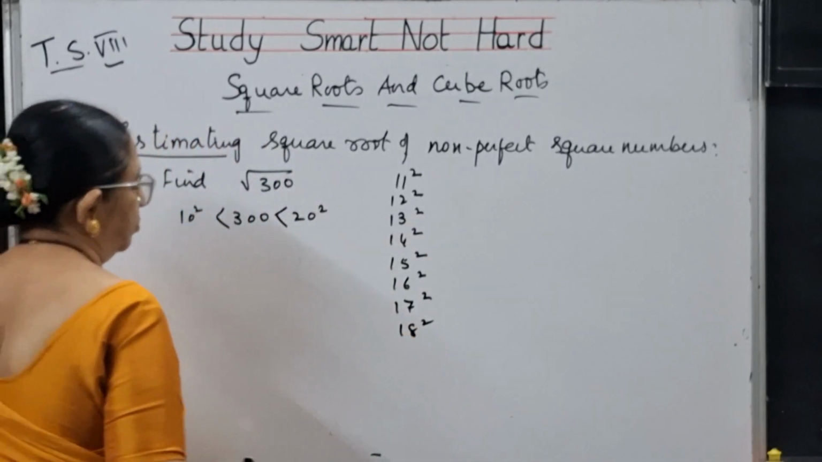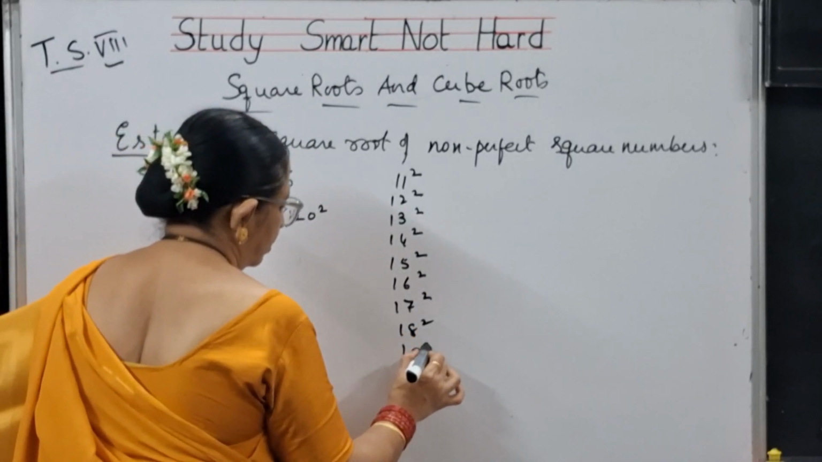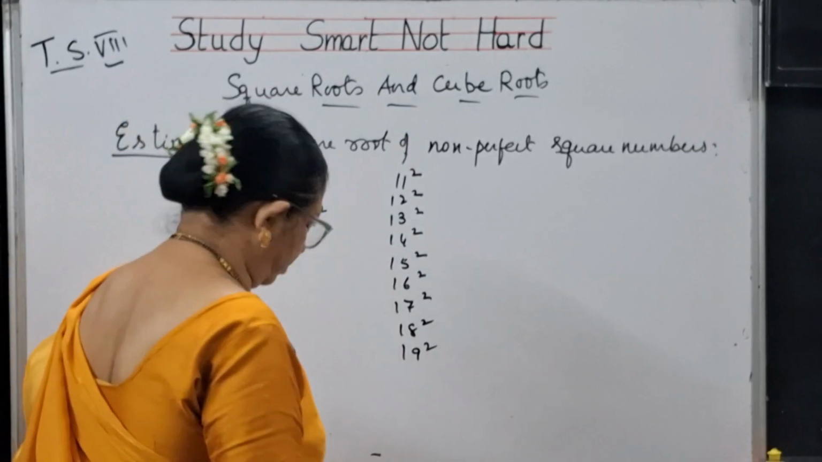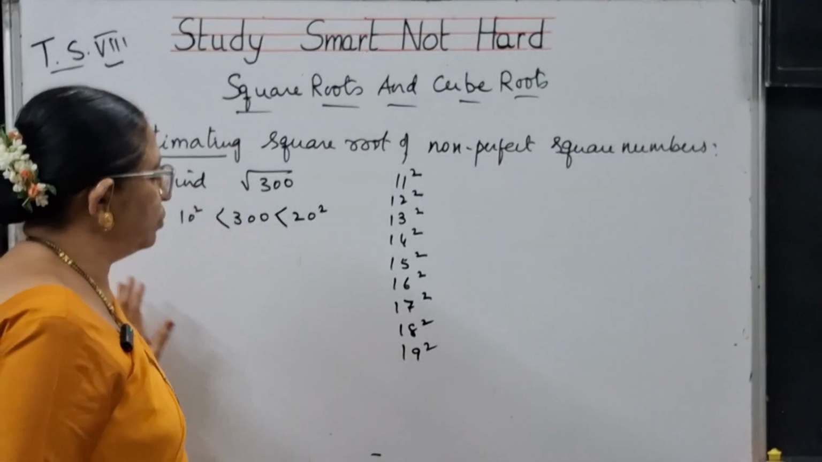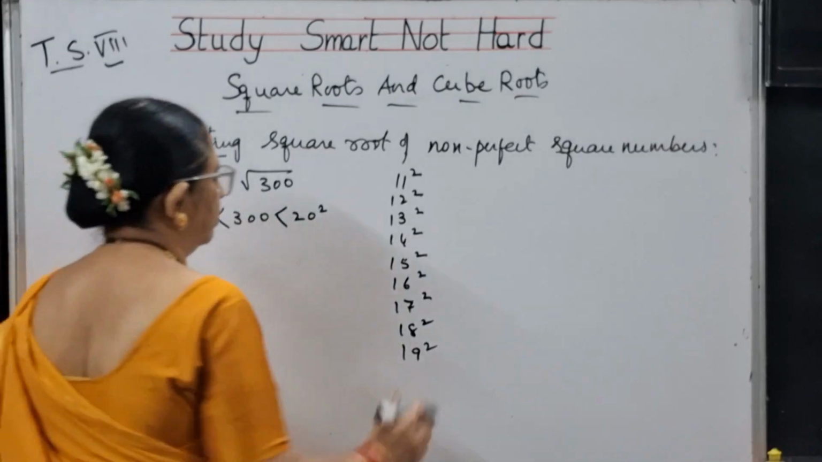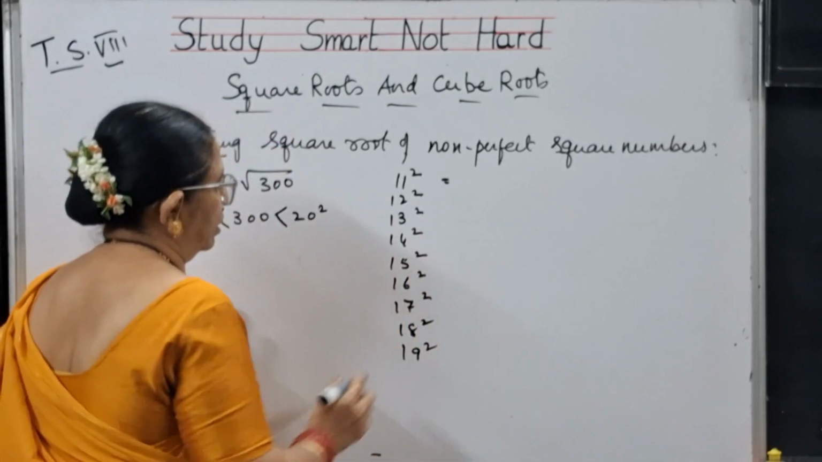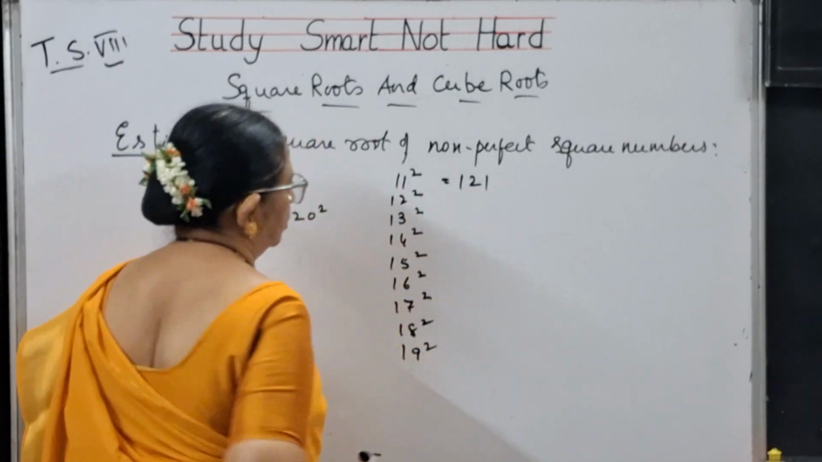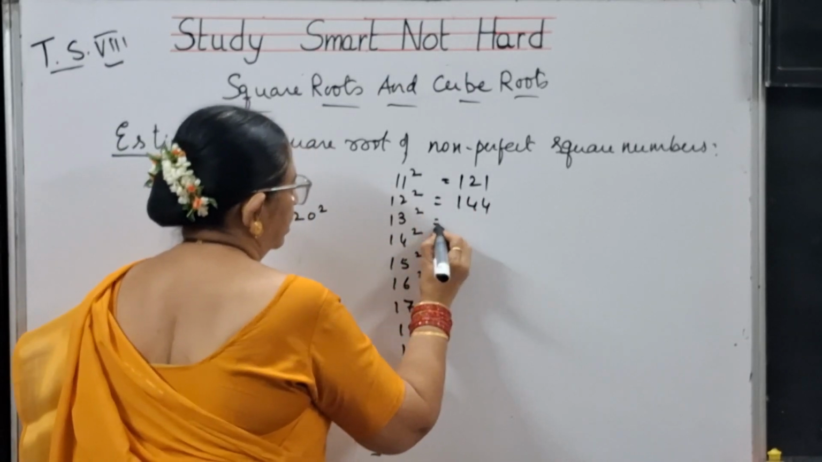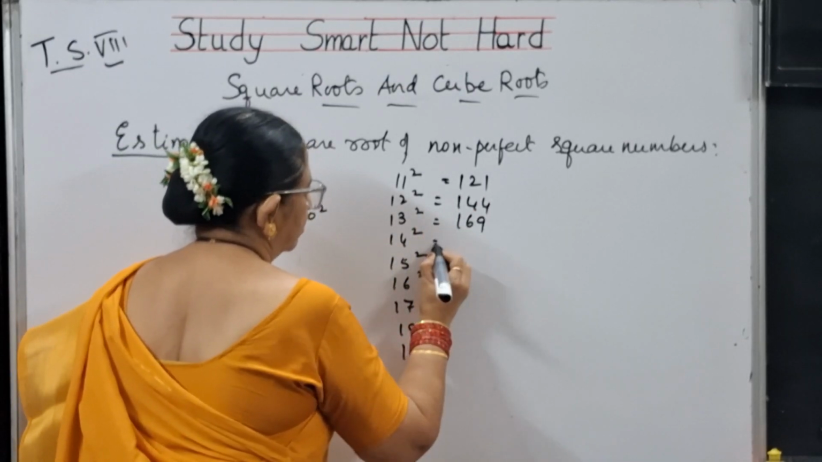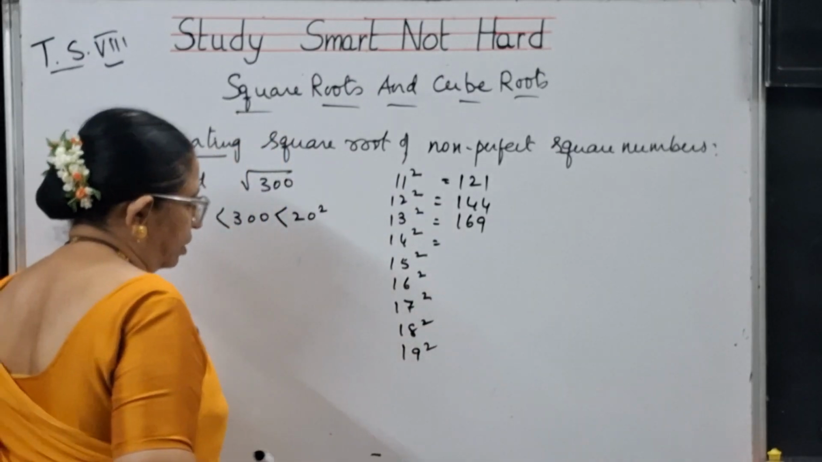Of course, you will be going for 19 also. So you should know, children, what these squares are. Let me write for your understanding. 11 square is 121. 12 square is 144. 13 square is 169. These all you should know, children.